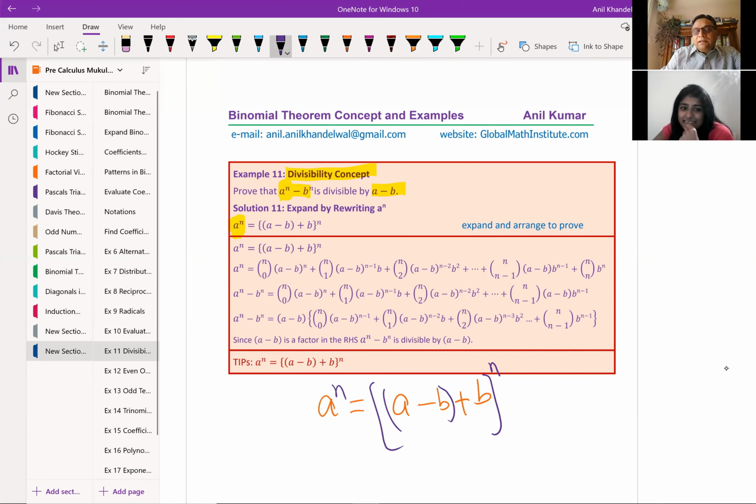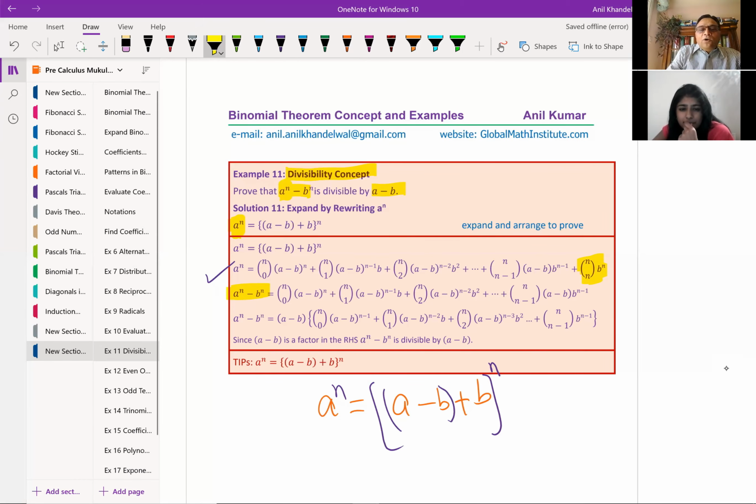Now I can expand like a binomial expansion. One term is not a, but a minus b. The other one is b. So I expand this using the binomial theorem. The last term is what? The last term is nCn b to the power of n. Of course, n is the power. nCn is 1. So basically, the last term is b to the power of n. I brought this back to the left side with a negative sign: a to the power of n minus b to the power of n.